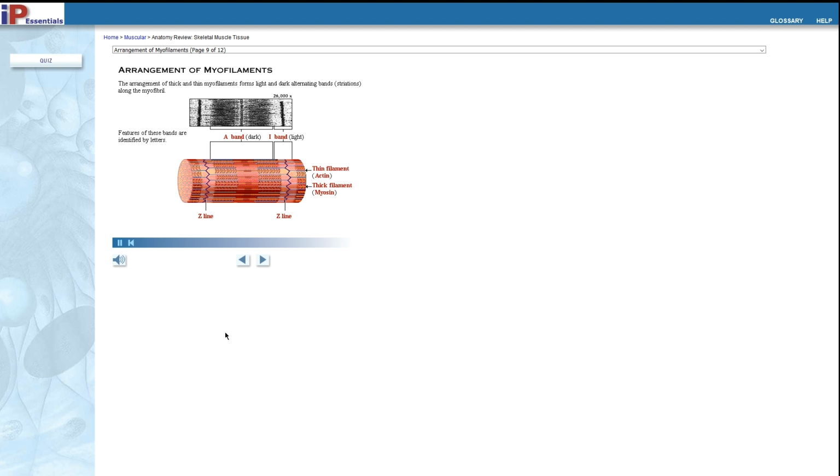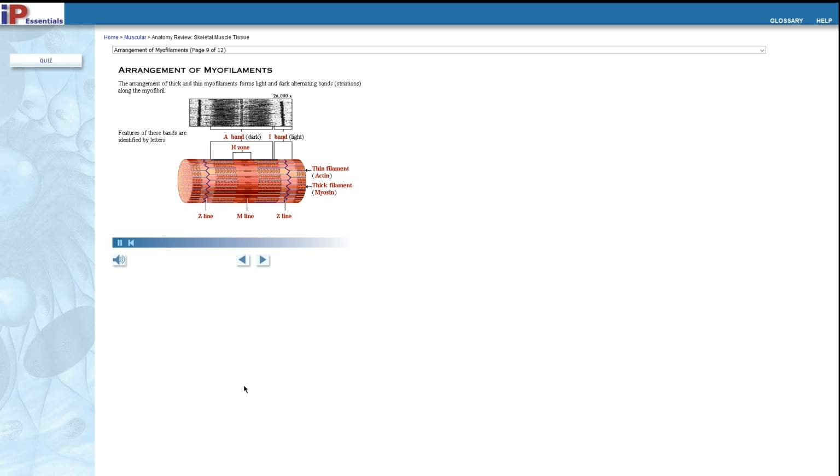Each I band is bisected by a zigzag line called the Z line. The Z line is actually a protein disc which anchors the thin filaments and connects adjacent myofibrils. In the middle of each A band, a lighter stripe appears called the H zone, corresponding to the region between the thin filaments. The width of the H zone varies depending on the degree of muscle contraction. It is widest when the muscle is relaxed and stretched.